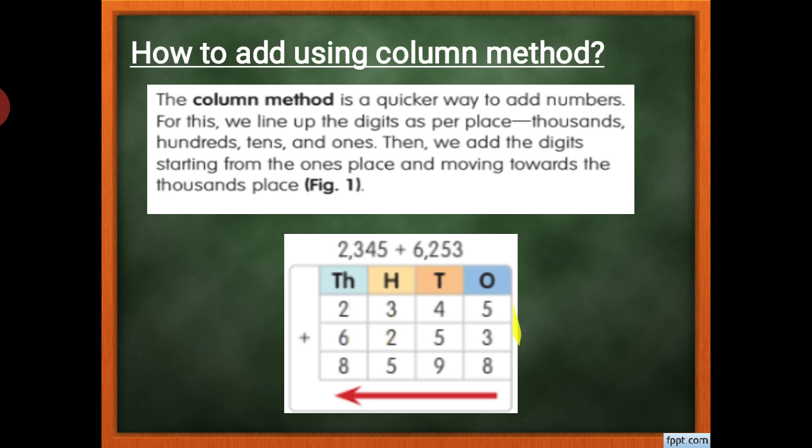So 5 plus 3 is 8, 4 plus 5 is 9, 3 plus 2 is 5, and 2 plus 6 is 8. So the sum is 8598.